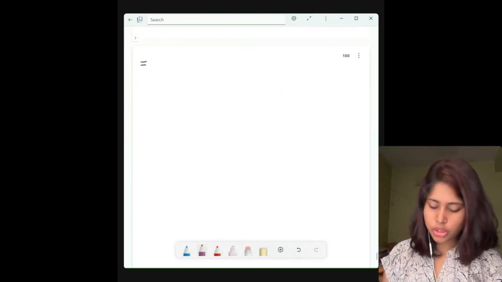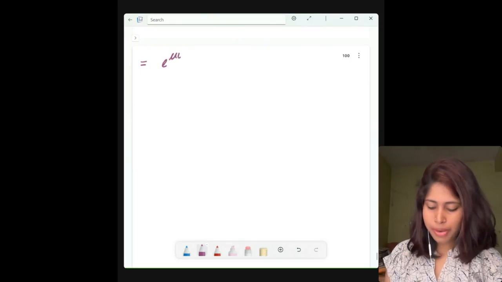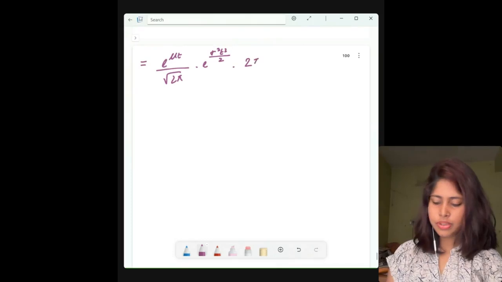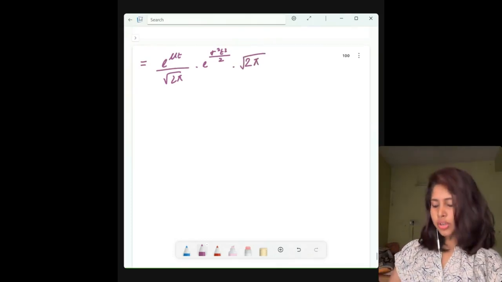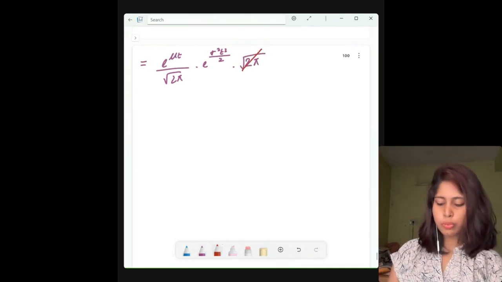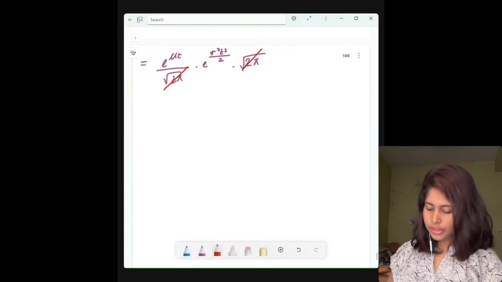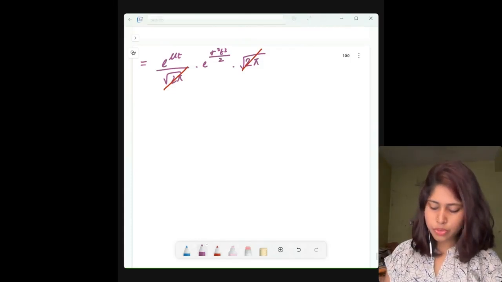So it is equal to e to the power mu t by root over 2 pi into e to the power sigma square t square by 2 into root over 2 pi, right? So now here we can see that this root over 2 pi and root over 2 pi get cancelled. Then we are left with only this numerator part. So here basically what will be the mgf then?